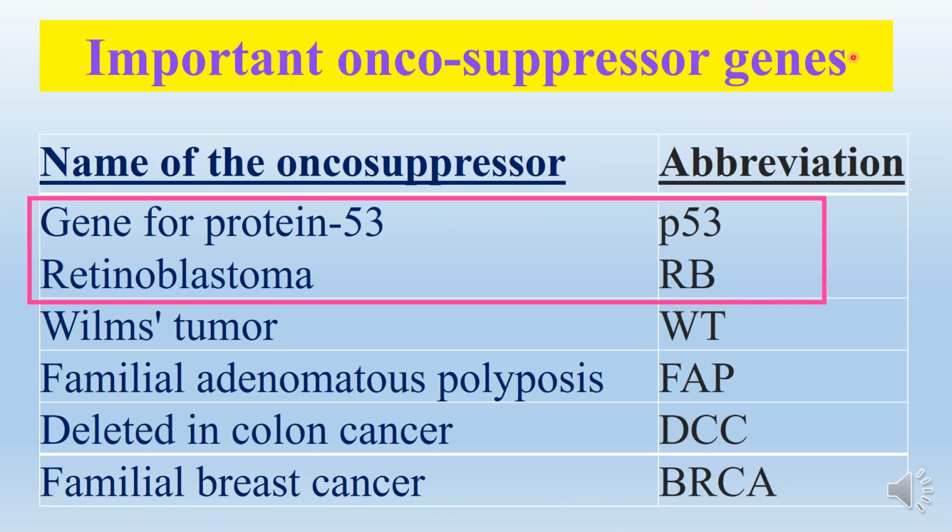The important oncosuppressor genes include the gene for protein p53, retinoblastoma, Wilms tumor, familial adenomatous polyposis, deleted in colon cancer, and familial breast cancer. These are some very important examples of oncosuppressor genes, and you are expected to remember the names of these genes. In this lecture, we will be discussing in detail the role of protein 53 and retinoblastoma in cell cycle. So we will see how these two proteins regulate the cell cycle.